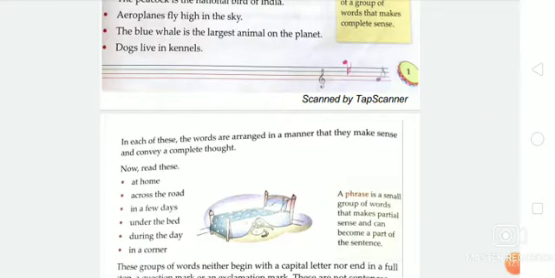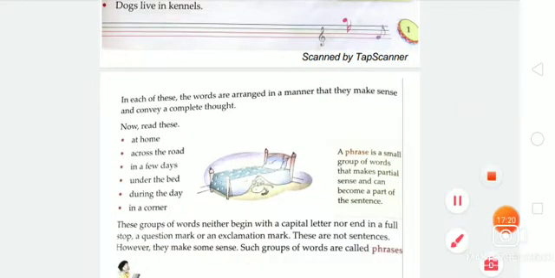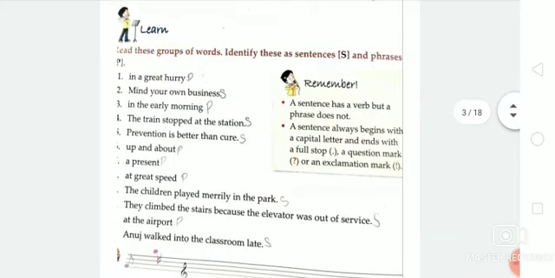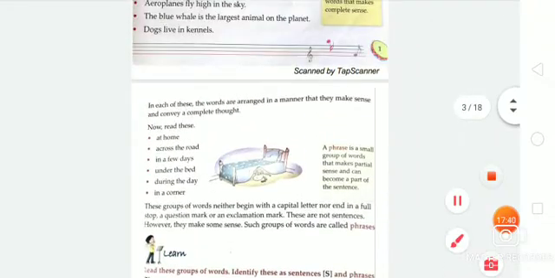Okay students. I hope today's topic, the sentence and its kinds and the differences between sentence and phrase, is clear to you. So students, you must complete your homework. Okay. And I will explain the next chapter and the remaining exercises of this chapter in my next video.